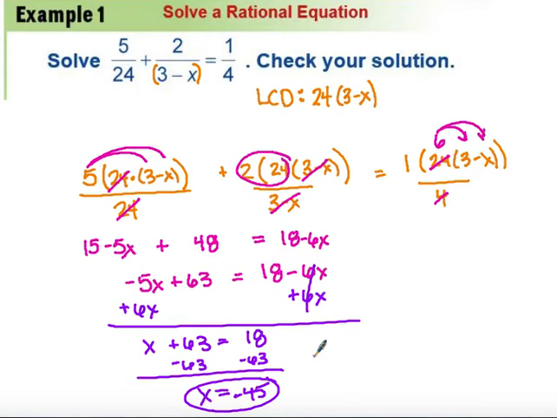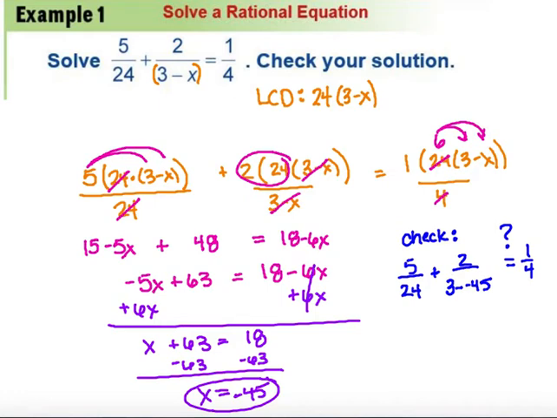Now what we need to check, because we have denominators that could possibly give us 0, is to make sure that that negative 45 is not an extraneous solution and that it will indeed work. So when I do work through these problems, I'm always going to complete a check. You can go ahead and use your calculator to do this, but we're going to real quick take 5/24 plus 2 divided by the quantity of 3 minus a negative 45. And what I'm looking for is to see if that equals 1/4.